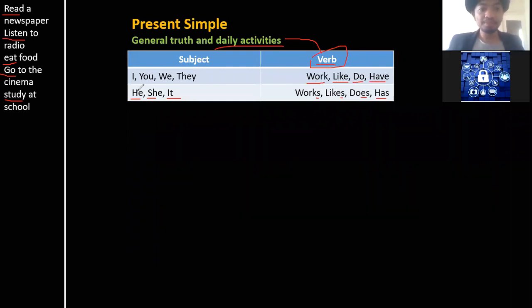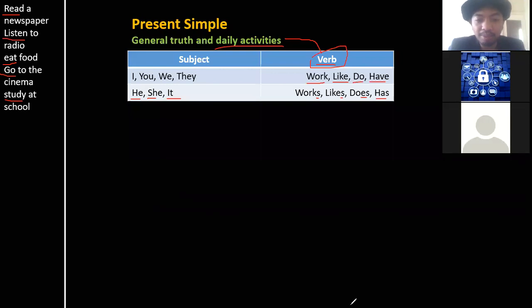For example, Asulbek. Please, Asulbek. He is studies at school every day. Okay. Very good, Asulbek. But don't use is. He studies at school every day. Don't use "he is studies." Okay. Good, Asulbek.